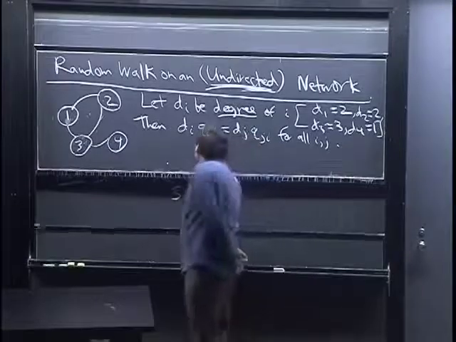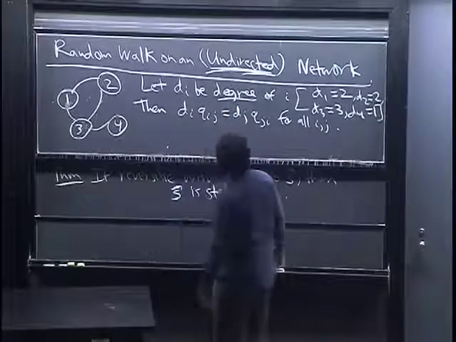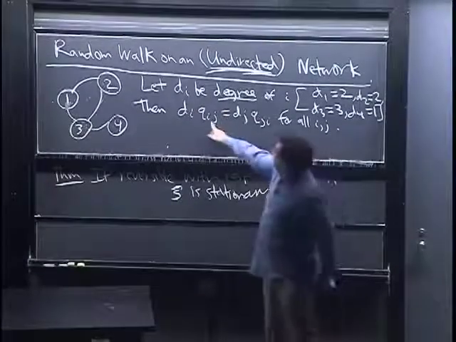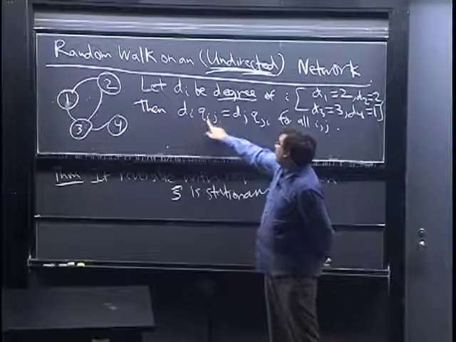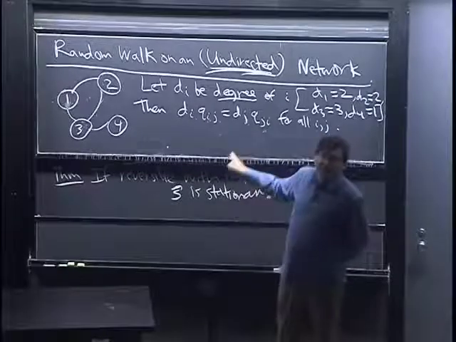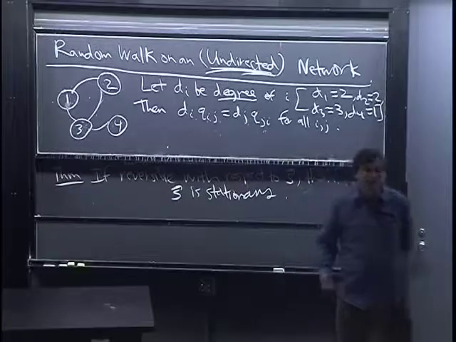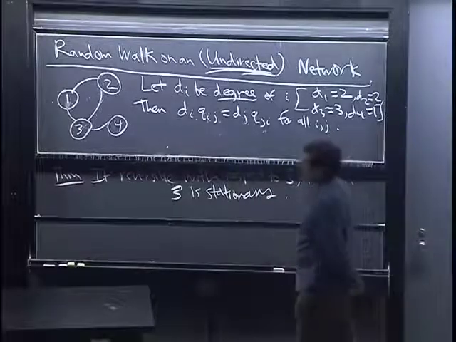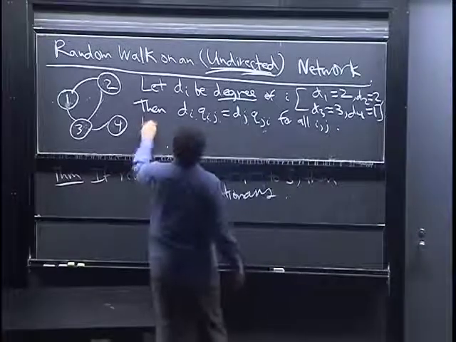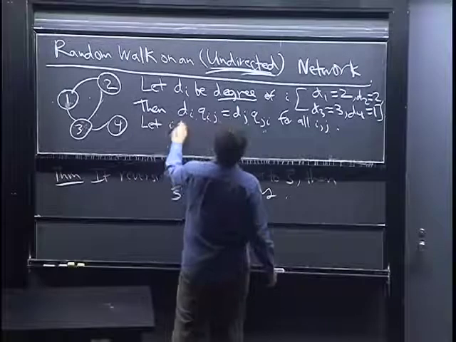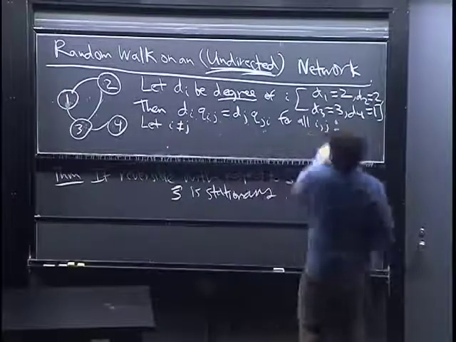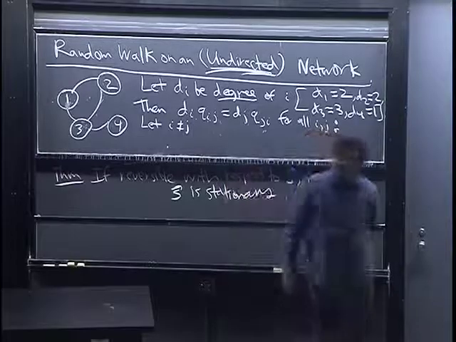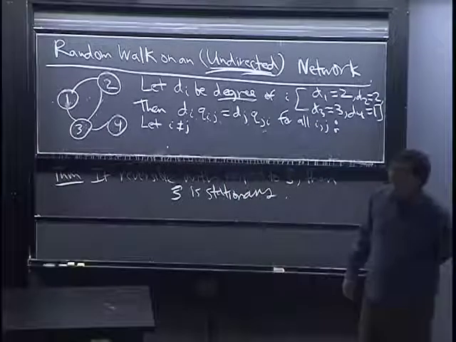Okay, so to show that this equation is true, if i equals j, then it just says d_i q_ii equals d_i q_ii. That's always true, so there's nothing to check. So we can assume i is not equal to j. I'm just going to prove this equation, so let's assume that i is not equal to j.